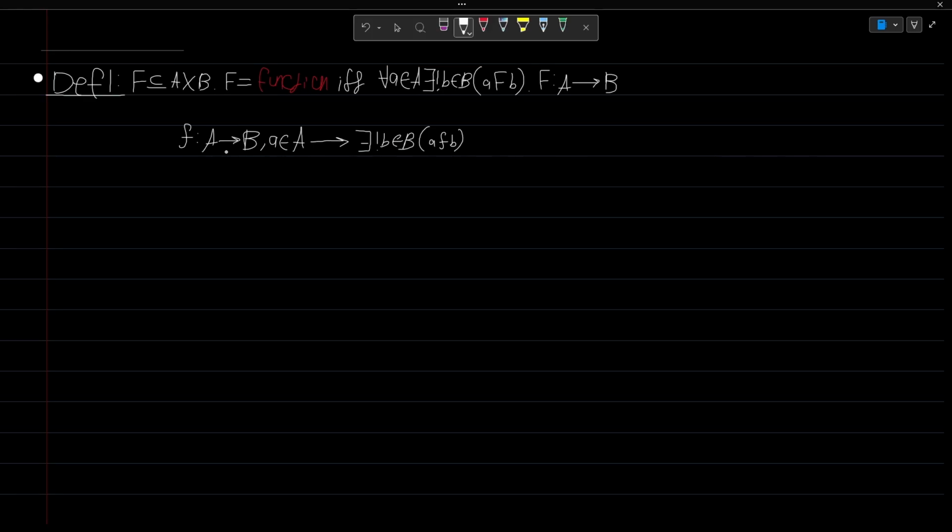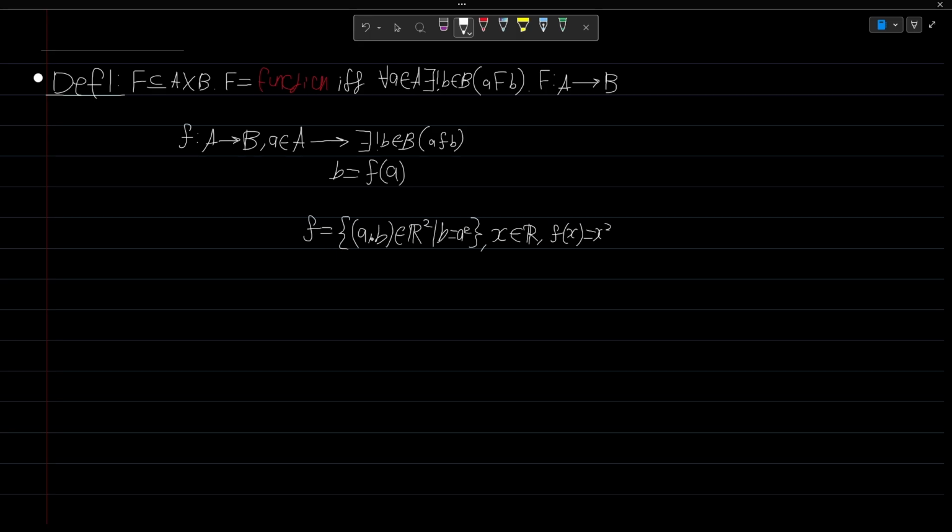Suppose that f is a function from A to B, and a is in A. Then, by definition of function, there exists exactly one b in B that a is f related to. This specific b that a is f related to can be called the value of f at a, or the image of a under f, or simply f of a. We denote this specific b for any a in A by this notation, and we call it f of a. This notation should be pretty familiar to you if you've taken calculus before.